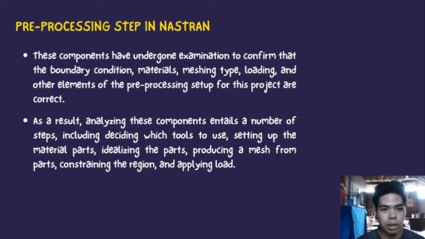For pre-processing step, these components have undergone examination to confirm that the boundary condition, materials, machine type, loading, and other elements of the pre-processing setup for this project are correct. As a result, analyzing this component entails a number of steps, including deciding which tool to use, setting up the material parts, idealizing the parts, producing a mesh from parts, constraining the region, and applying load.